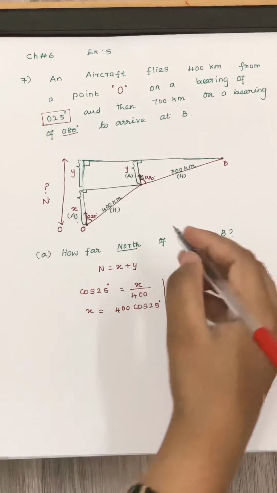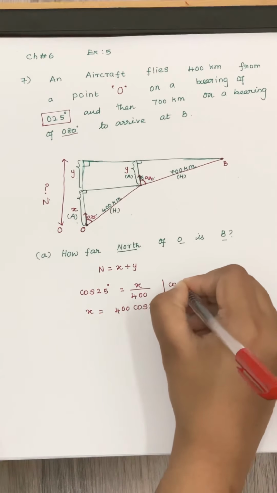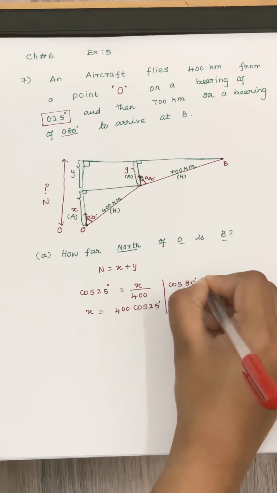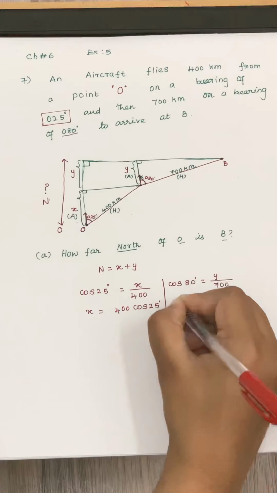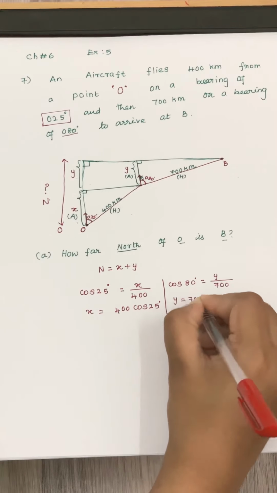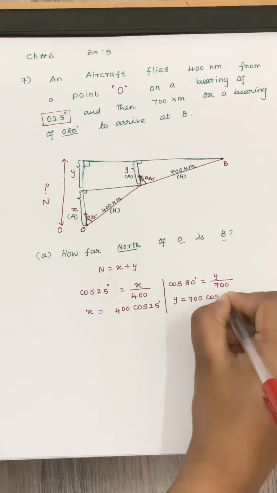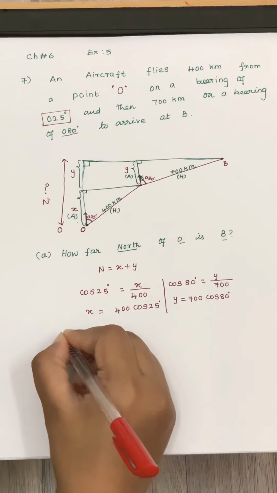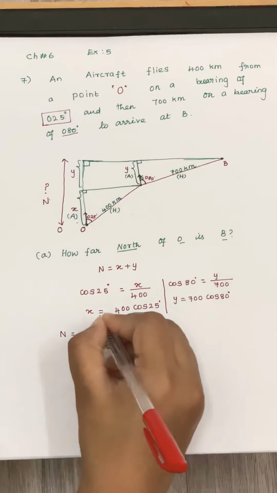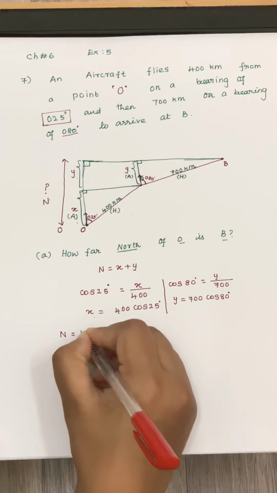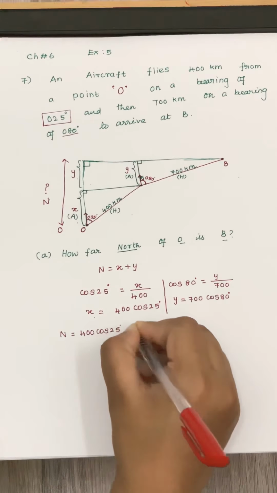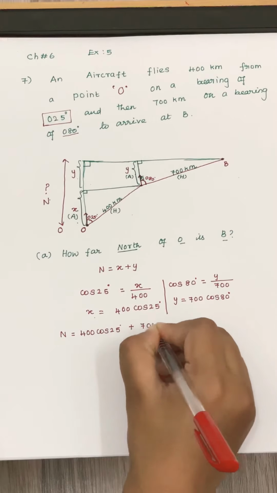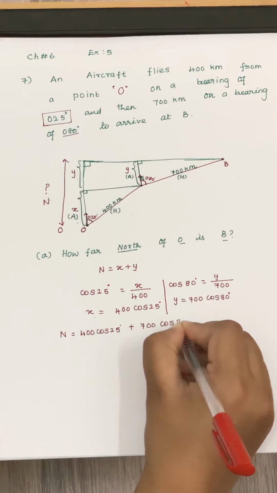Okay. Now, same cosine function: cos 80 degrees equals what? Y over 700. Y equals 700 cos 80 degrees. Okay, now I need the north distance. North distance is X plus Y. So 400 cos 25 degrees plus 700 cos 80 degrees.